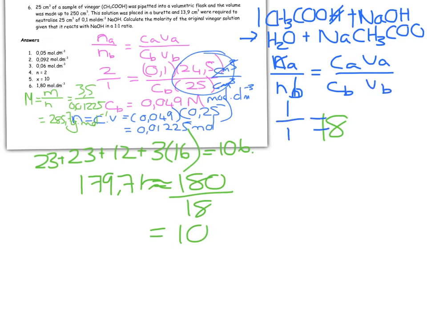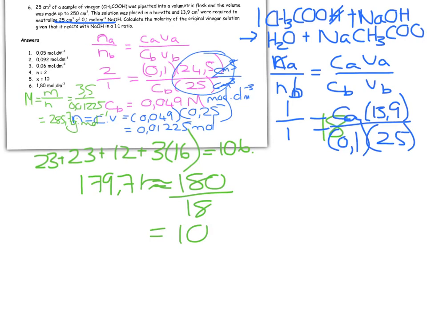1 is to 1. My concentration of my acid is what I do not know. My volume of acid is 13,9. My volume and concentration of base is given there, 25 and 0,1. And I'm going to land up with a 0,18 molar solution of acid. Now with that, I know that I have made that up to 250 centimeters cubed. How many moles did I originally have in the 25 centimeters cubed?